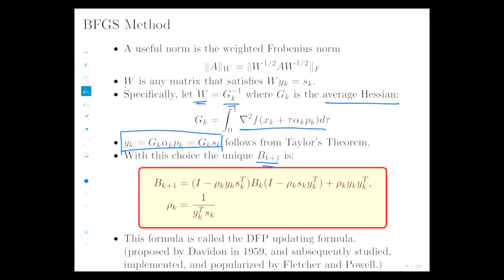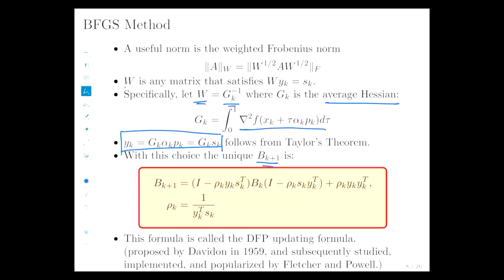Now, this formula is called DFP. The next one is Powell. Originally by Davidon, but then Fletcher and Powell popularized it, and it goes back to 1959. It's a very old established method.